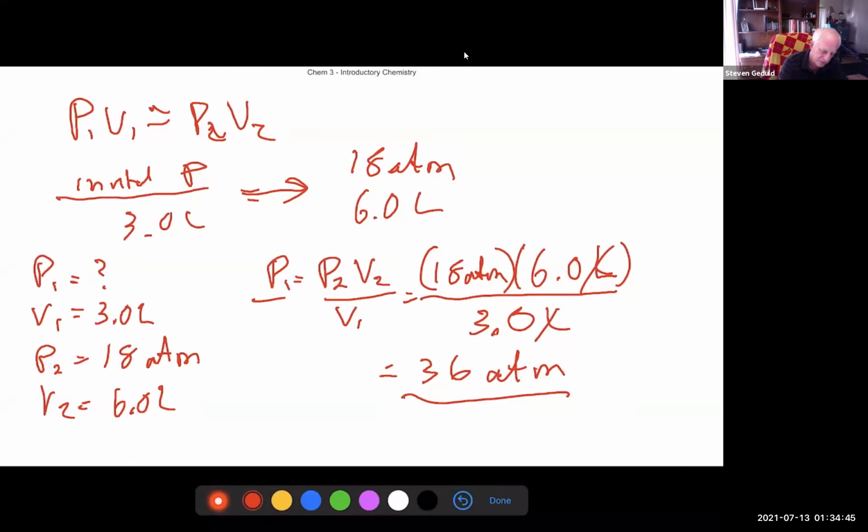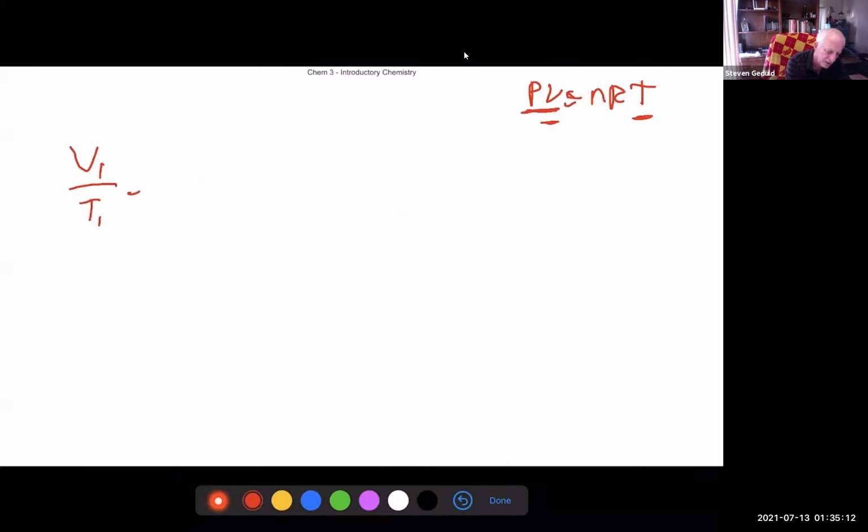And if we remember, let's click on check my board here. If we remembered our PV equals nRT, we saw pressure and volume were indirectly related because if one goes up, the other has to go down. Now Charles' law is volume and temperature. So volume and temperature are going to be directly related. If one goes up, the other goes up. So this is going to be volume 1 over temperature 1 is going to equal volume 2 over temperature 2.